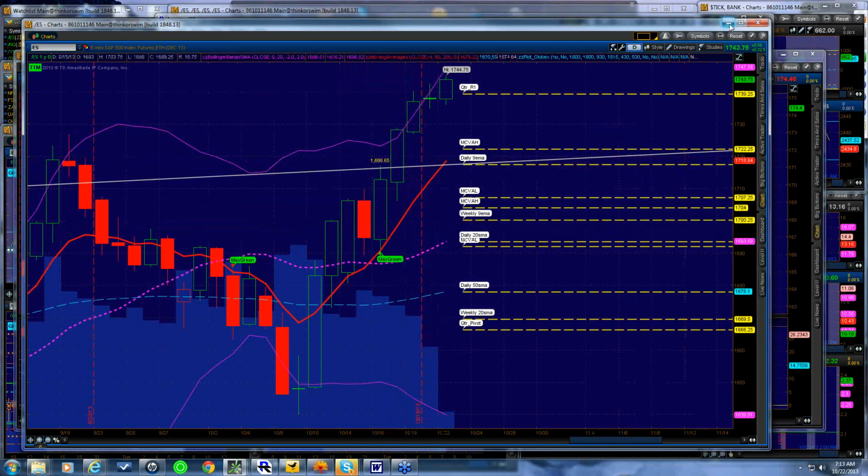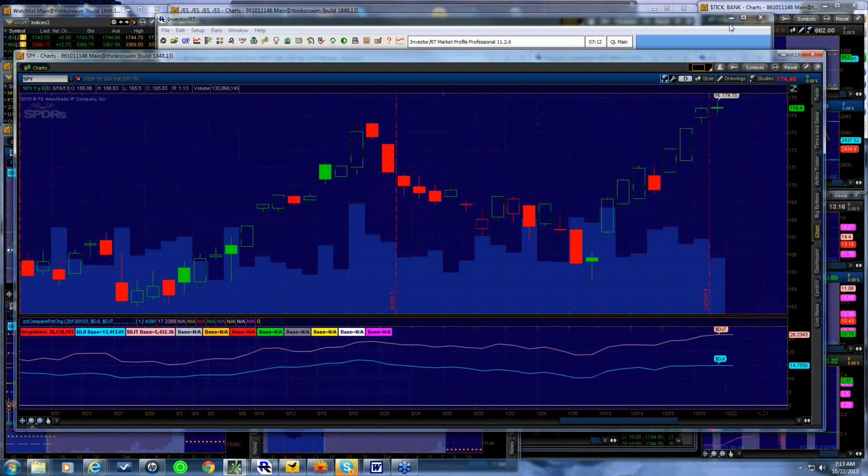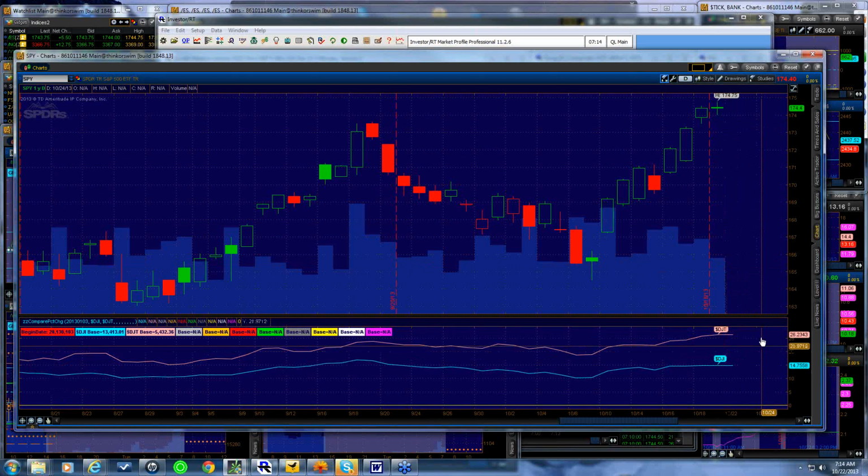So let's go take a look at market breadth. So starting here, we look at our Dow transports versus industrials. Nothing new to report here. Still have good separation, and transports have continued significantly stronger than the industrials throughout this year. They're up over 26% on the year.